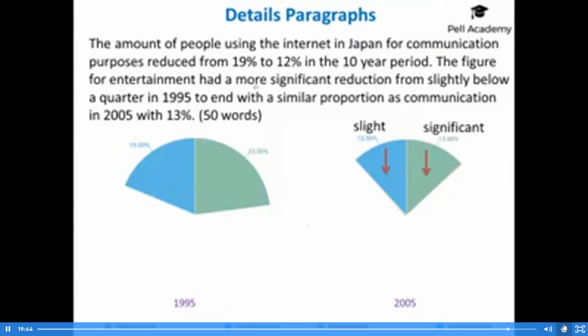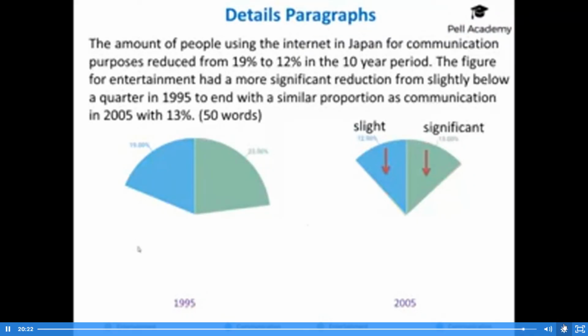So I've said "a more significant reduction," so that is making a comparison, and "a similar proportion as communication." These two pieces are basically to use up my word count. I'm making comparisons, so it's relevant, but I'm also making sure that my paragraph is long enough. Okay, and that is what I wanted to show you this week.